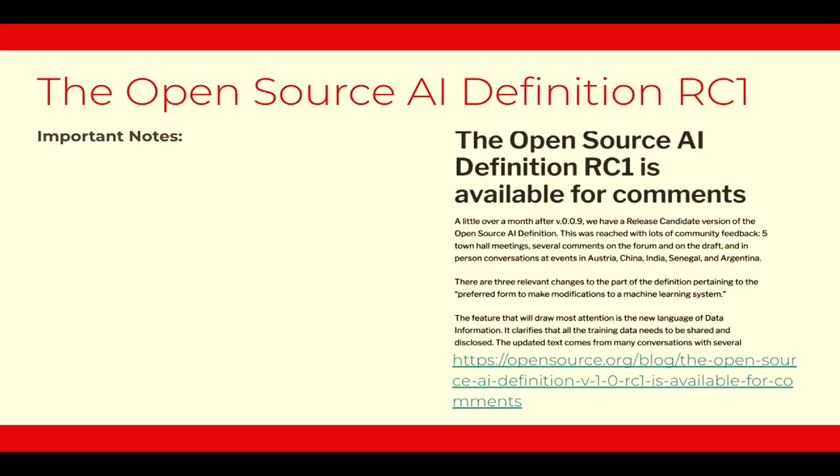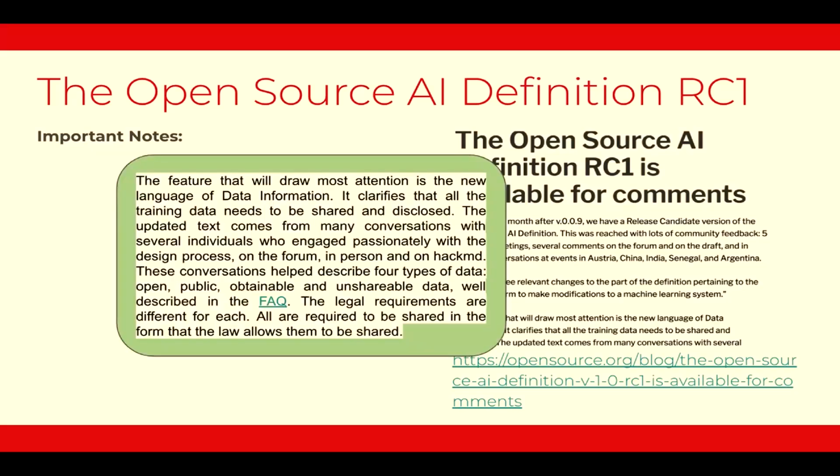The release candidate came out about a month and a half ago, and these were the important things that I read. They talk about the data information. So if you're talking about an artificial intelligence, an AI project, data is a big thing. You're going to have training data, you're going to have testing data, and the data is actually kind of the secret sauce behind everything, right?